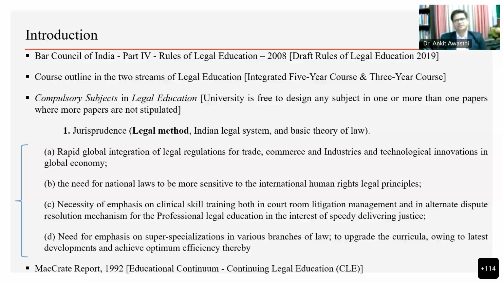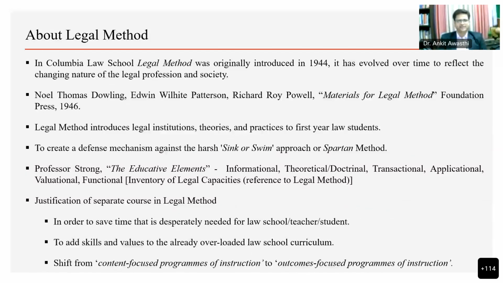Apart from that, some writers have described the legal method as a combination of 2 independent subjects, which are legal theory and research methodology. But if you don't follow either of these approaches and try to see it only from the legal education point of view, then I think we could begin with Columbia Law School, where legal method was originally introduced as an independent subject in the year 1944. And it has evolved over time to reflect the changing nature of the legal profession and society.